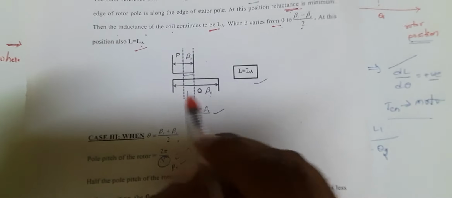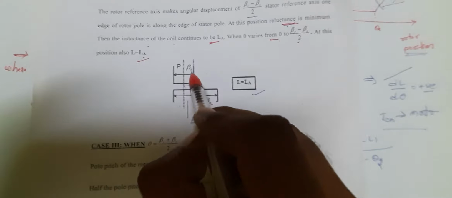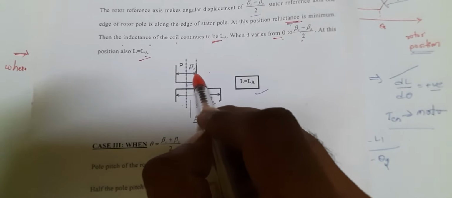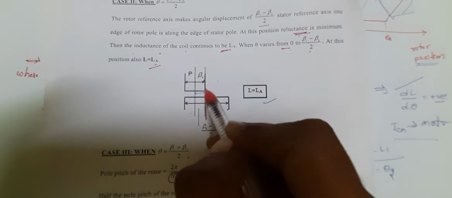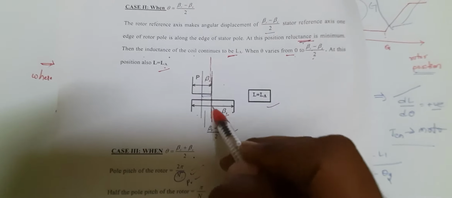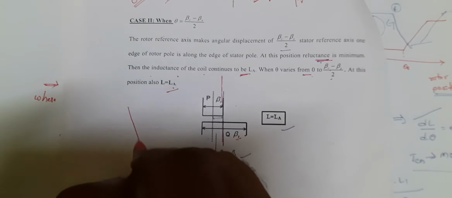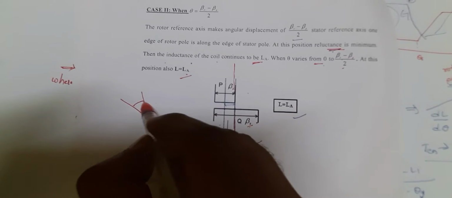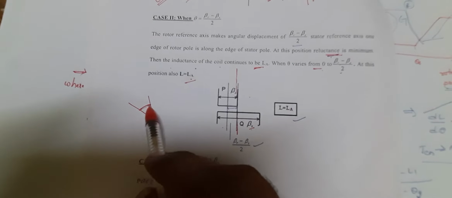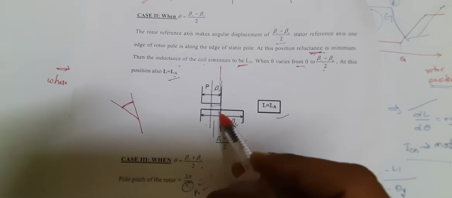Here the rotor and stator axes will exist like this. This total is beta r, and this is beta s. This is the rotor axis. The displacement angle between the axes is what we can observe here.